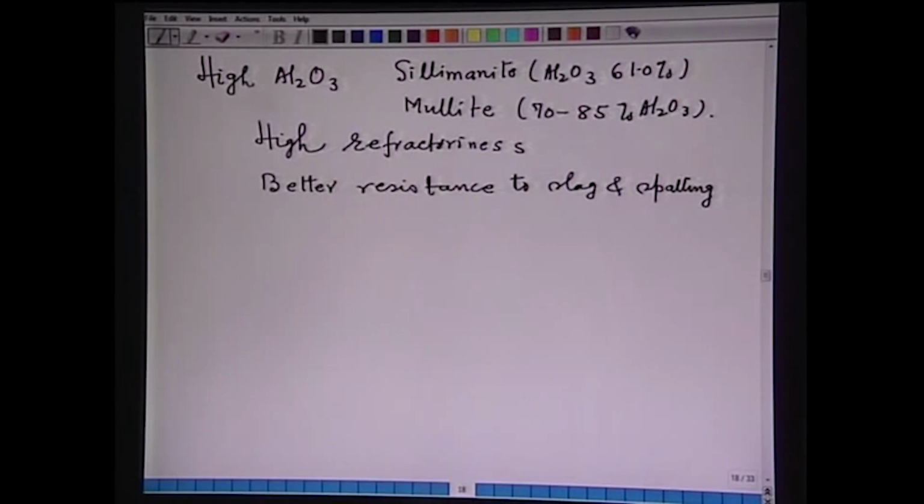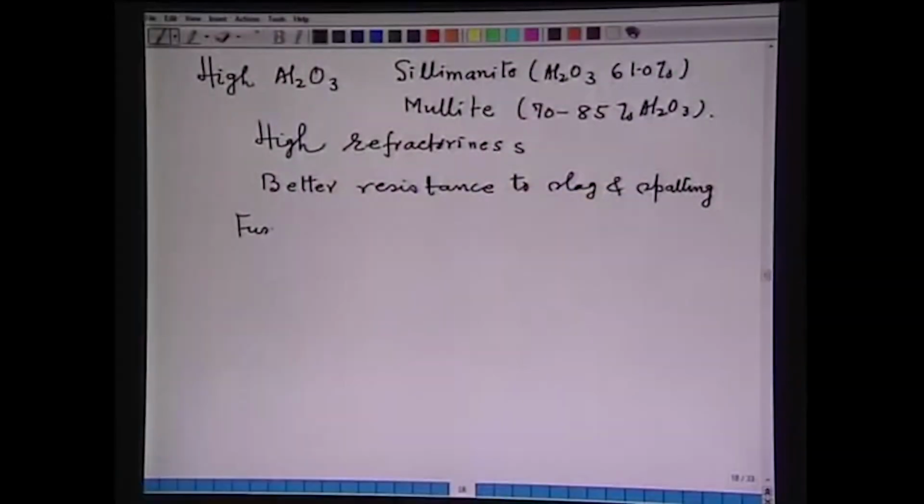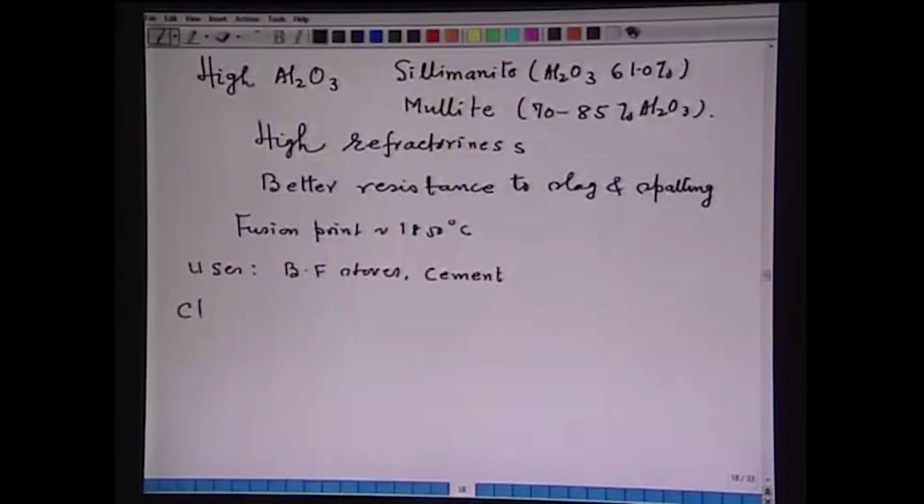Then they also have higher load bearing capacity. Their fusion point is around 1850 degrees Celsius, and commonly these refractories are used, for example, in blast furnace stoves, cement and lime rotary kilns, electric arc furnace roofs, ladle and glass making furnaces.